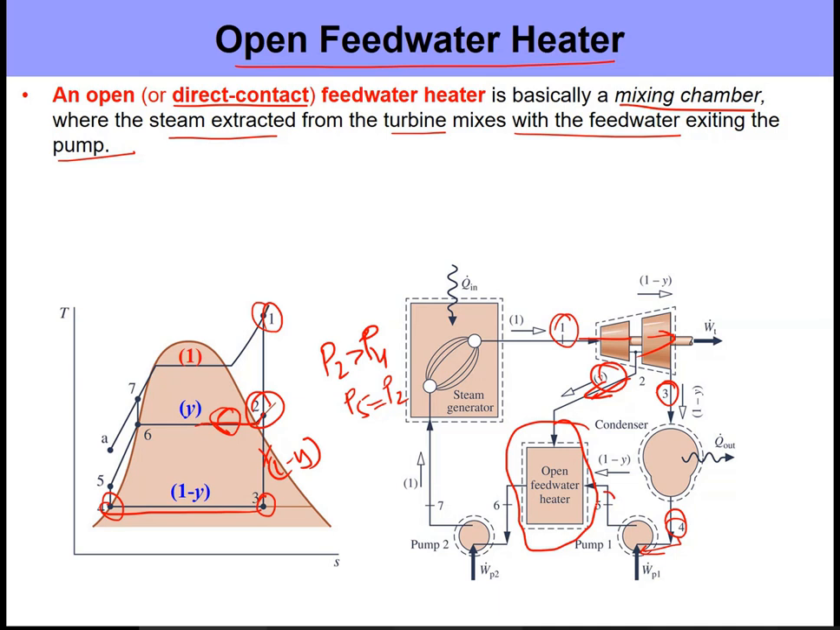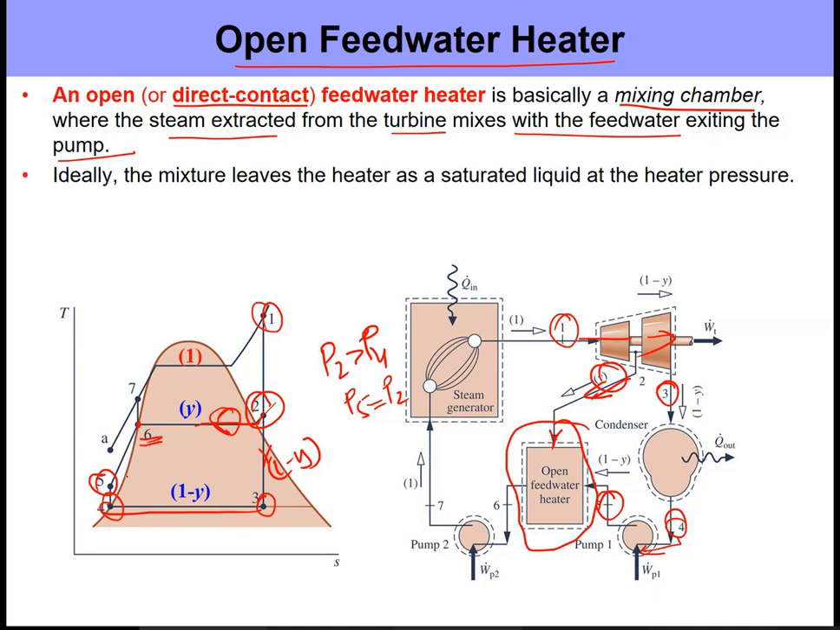Now at state 5, it is cold, but at the same pressure as P2, and state 2 is the superheated steam. So you have compressed liquid at state 5 mixing with superheated vapor at state 2, and the mixing happens within the feed water heater. These are the two different inlets. They mix, and the output of the feed water heater is saturated liquid at state 6.